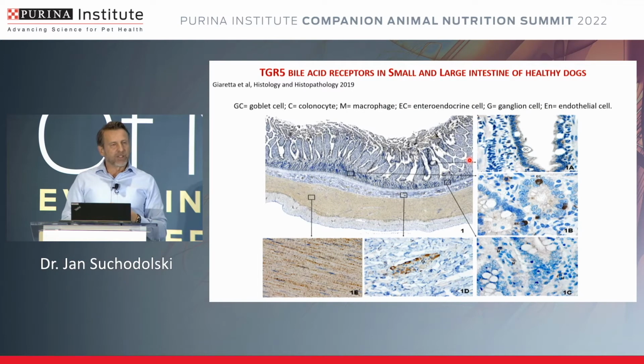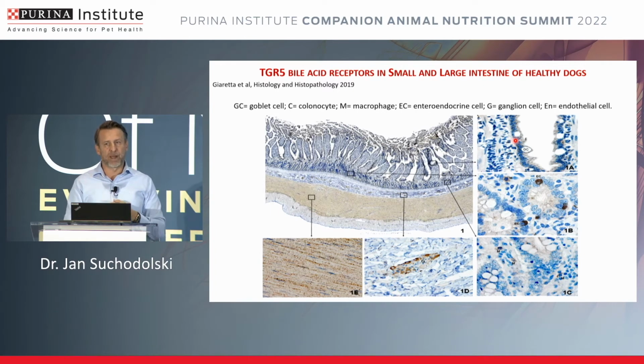And Paula Giaretta, she's now a pathologist, but when she did her PhD, when we started looking at those bile acid receptors, as you can see, this is the TGR5 bile acid receptor. So this one is mostly activated by secondary bile acids, and with immunohistochemistry, she stained it in the small and large intestine of healthy dogs. And you can see how ubiquitous it is. The expression of those transporter receptors is really pretty much everywhere. They are, for example, in ganglions, endothelial cells. We see them in the pancreas and so on, macrophages. So again, this pathway definitely seems to be a very important one also in dogs and cats.